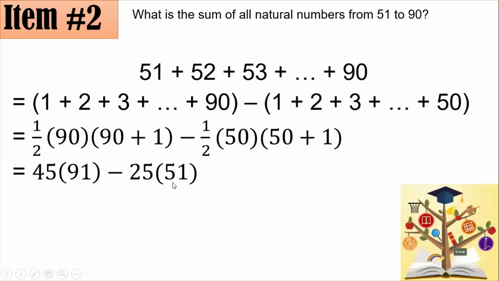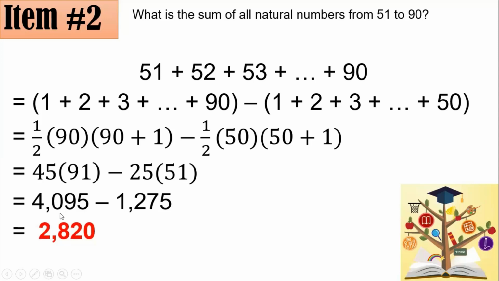And using multiplication, we could see that 45 times 91 is 4,095, whereas 25 times 51 is equal to 1,275. And since we are looking for their difference, then 4,095 minus 1,275 is equal to 2,820. Thus, 51 plus 52 plus 53 all the way until 90, or the sum of all natural numbers from 51 to 90, is 2,820.